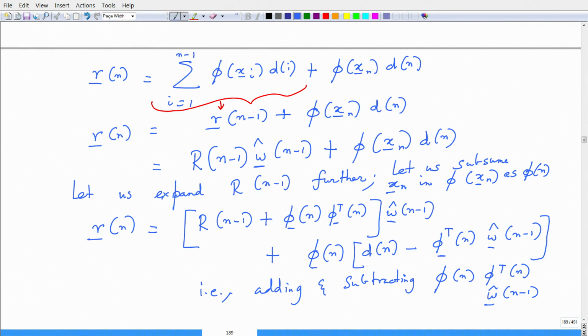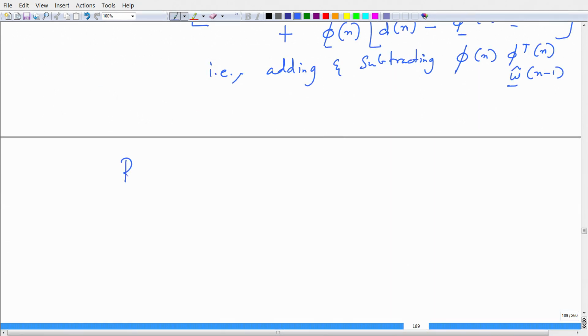Now, we also have a recursion for capital R of n. So, capital R of n is capital R of n minus 1 plus phi of n, phi transpose of n. You have to be careful here that this x n is subsumed as index n, and I can avoid that x that repeats throughout the equations.